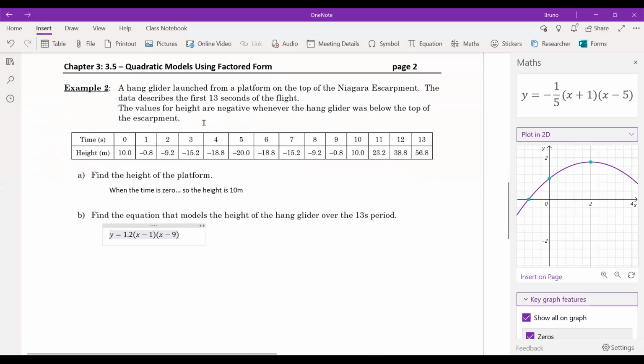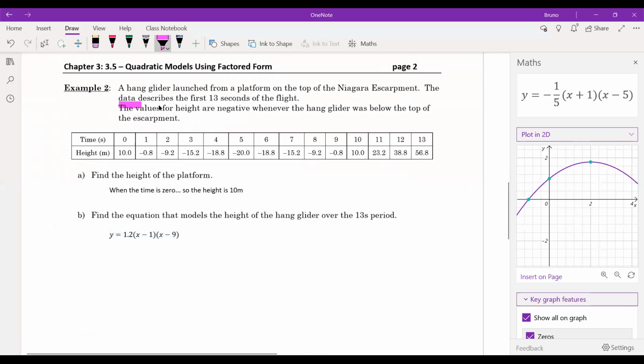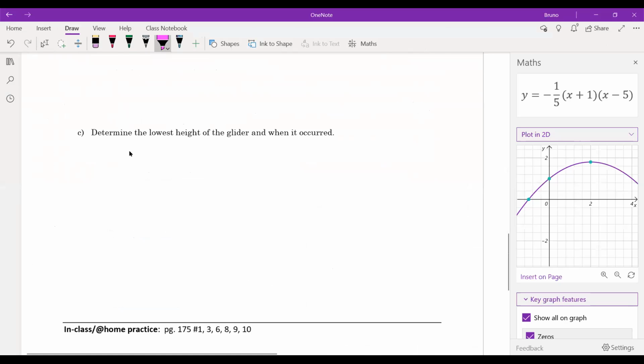Now remember, the height is indicated. Notice here the values for the height are negative. So just to make sure you've got this information: values for the height are negative whenever the hang glider is below the top of the escarpment. So the lowest height was 20 meters below the escarpment.